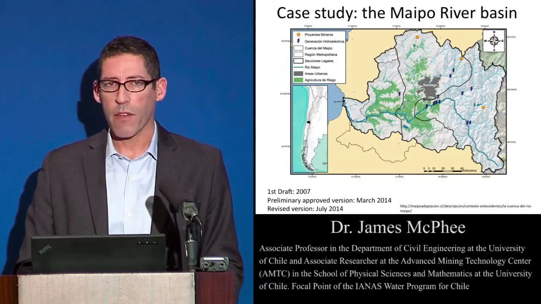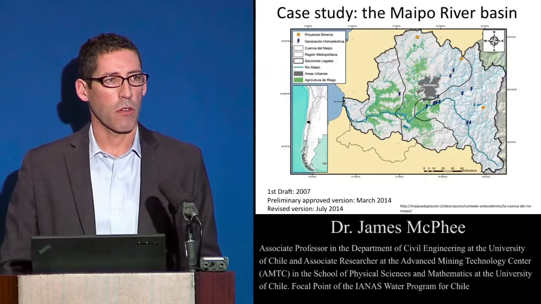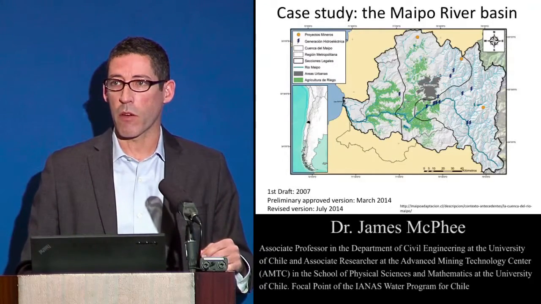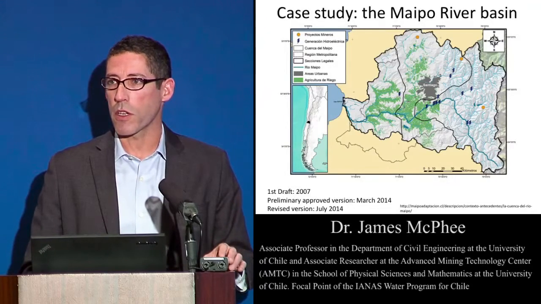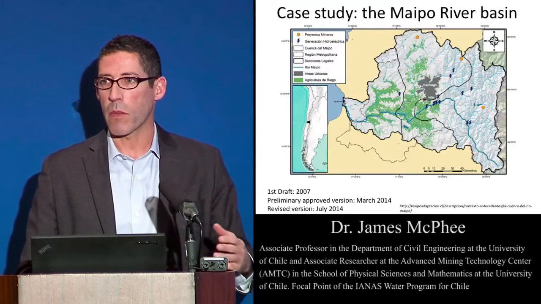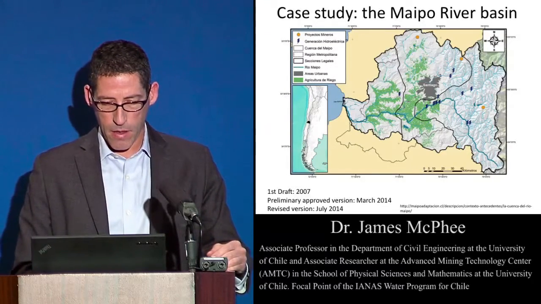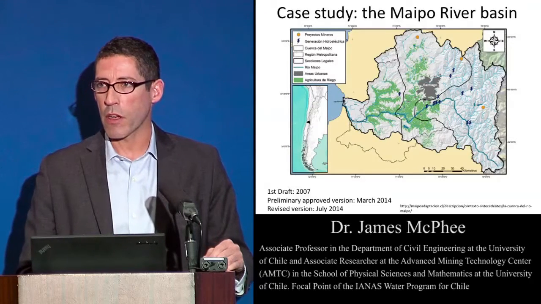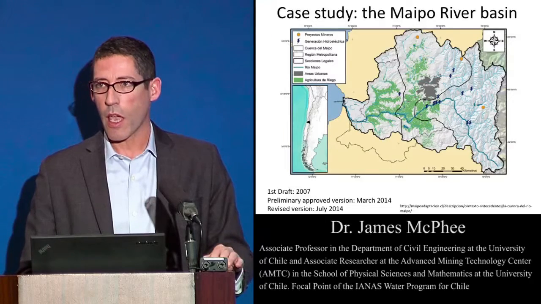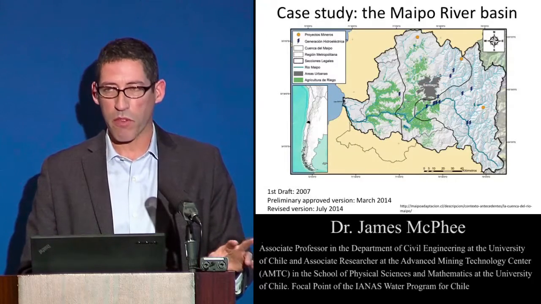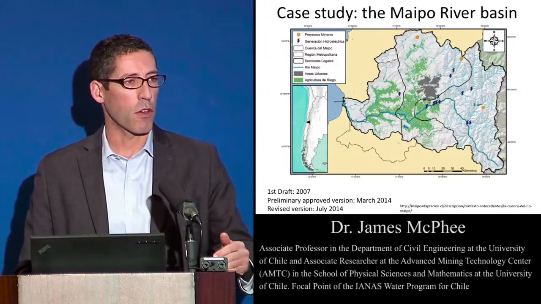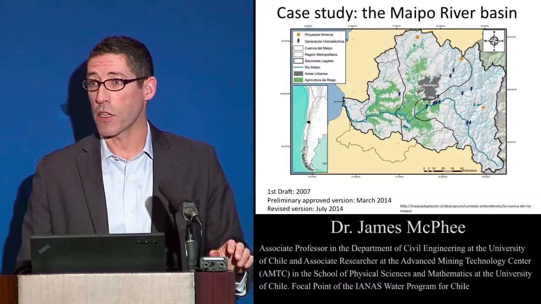In 2007, the first drafts for secondary standards were submitted by the Ministry of Environment. 3 watersheds were proposed at the time, and one of those watersheds was the Maipo River Basin. The preliminary version of the secondary standard was approved in 2014, so after 7 years of a process, and it was revised in the first few months of 2014, and the final version was approved in July last year.